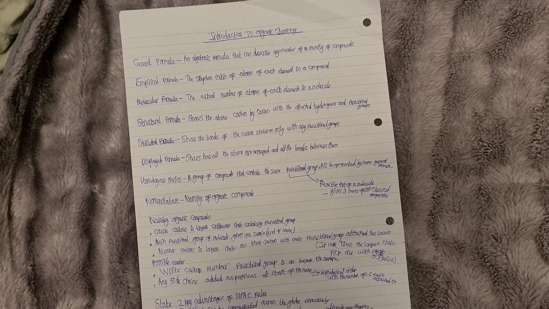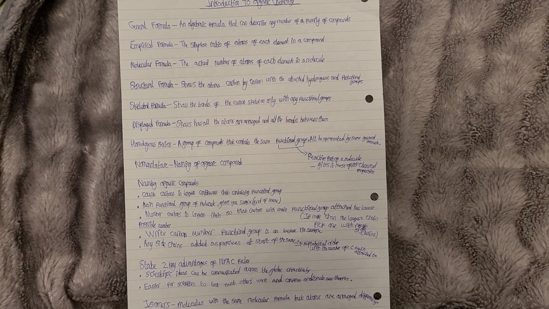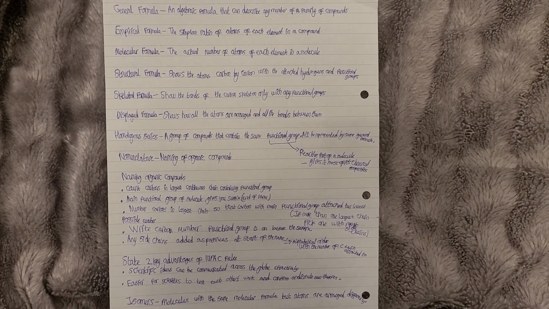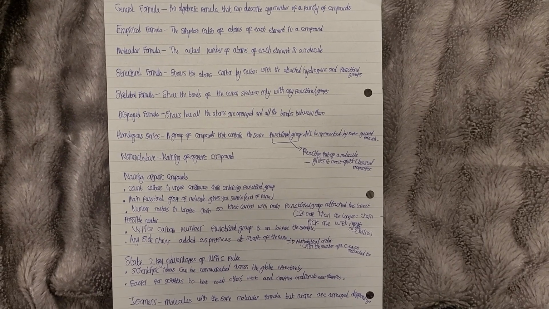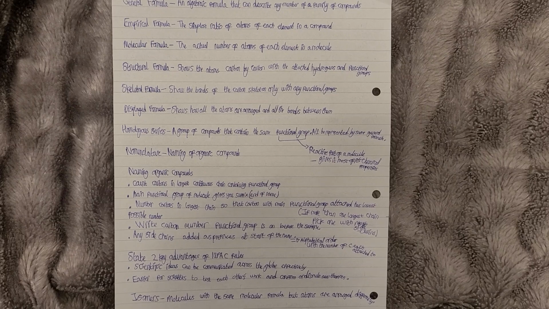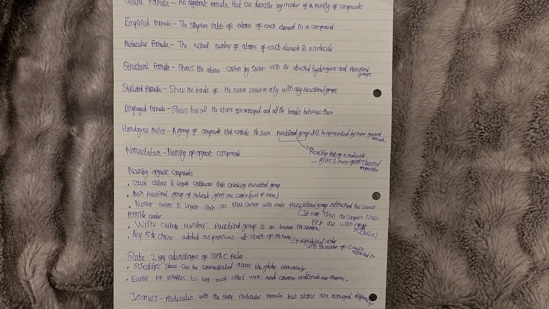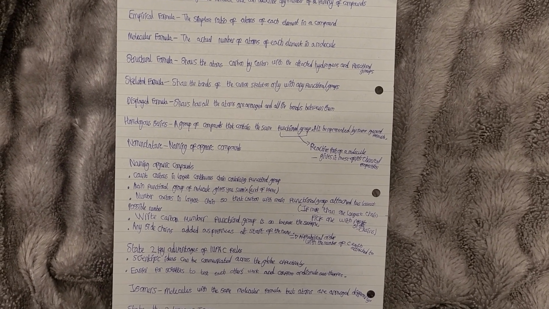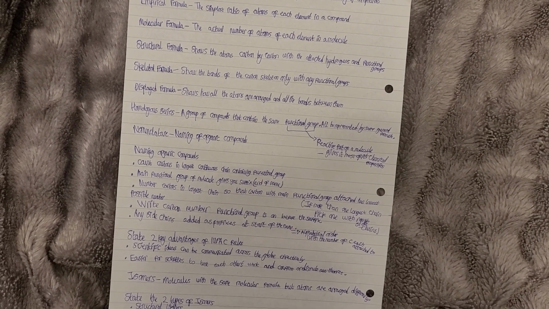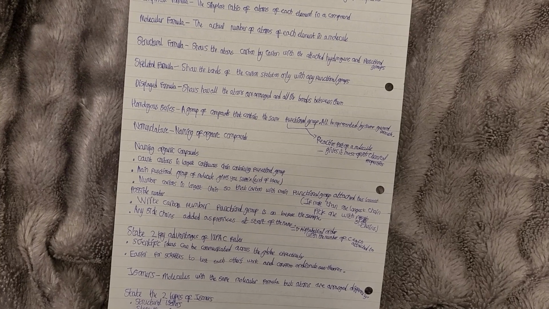Definition of general formula: an algebraic formula that can describe any member of a family of compounds. Definition of empirical formula: the simplest ratio of atoms of each element in a compound. Molecular formula: the actual number of atoms of each element in a molecule. Structural formula shows the atoms carbon by carbon with attached hydrogen and functional groups. Skeletal formula shows the bonds of the carbon skeleton only with any functional groups. Displayed formula shows how all the atoms are arranged and all the bonds between them.